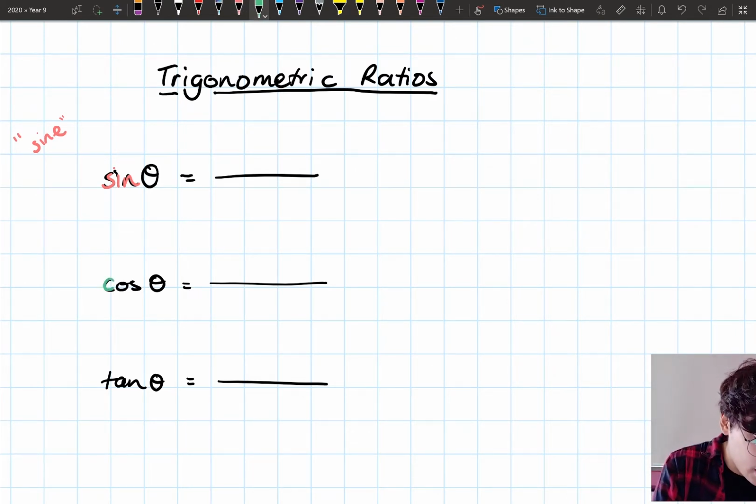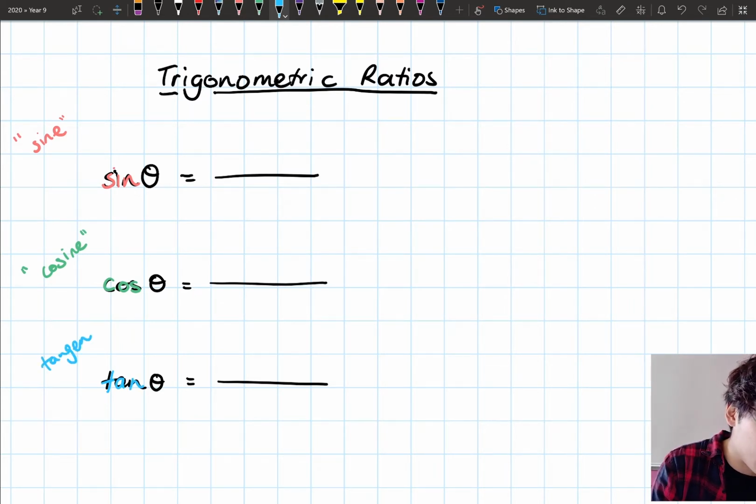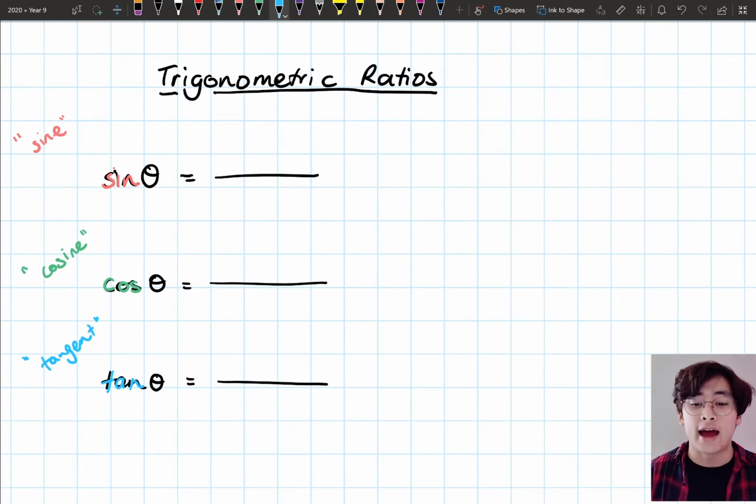We've got the second one here called cos. You might call it cos, but it's actually short for cosine. And then we've got the last one at the bottom, which is tan, which is short for tangent. Now these are all based on the angle theta.